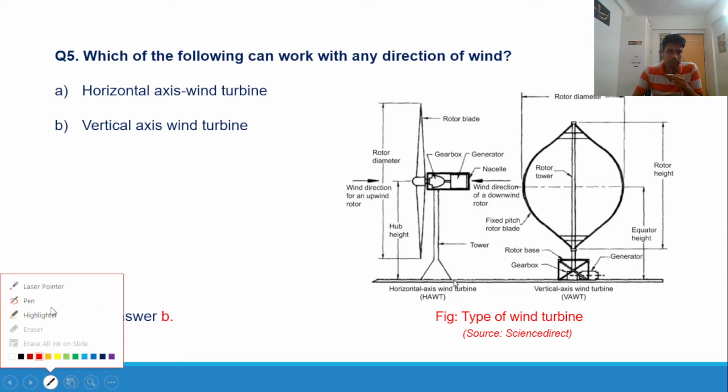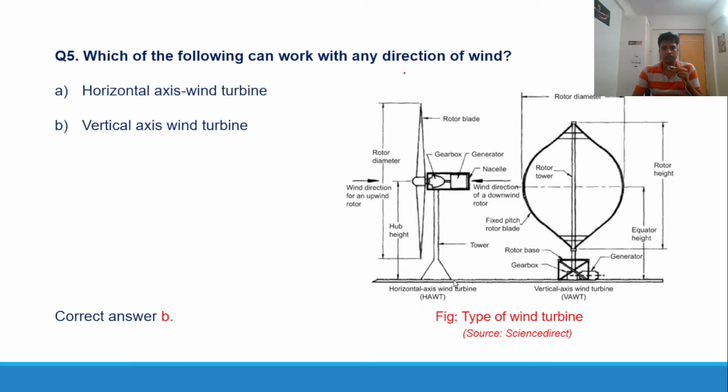In this question, the question is which of the following can work with any direction of the wind. I put the figure here for both wind turbines. The options are the horizontal axis wind turbine and the vertical axis wind turbine. This is the horizontal axis wind turbine. Why is it called horizontal? This axis is horizontal, and on this axis you see the blades move. So that's why it is called a horizontal axis wind turbine.